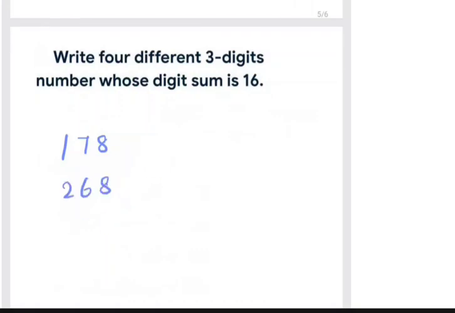268. You can write any number according to your choice, but the condition is that the digit sum is 16. Then 376 and 556. Okay? For all these numbers, the digit sum is 16.